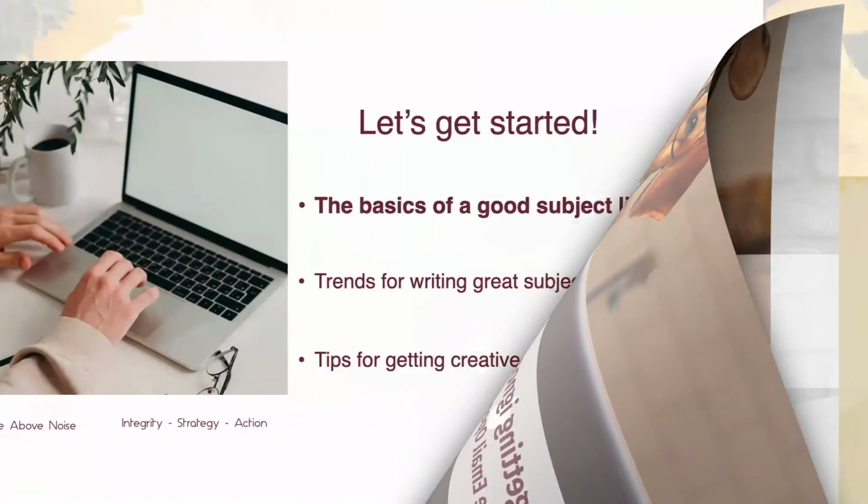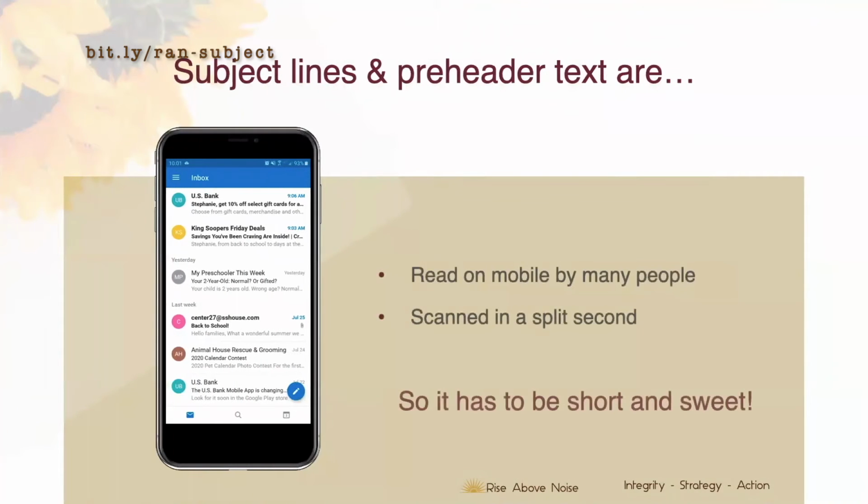The basics of a good subject line. The inbox is a busy place, and most people now are reading their emails on mobile. So that means your subject line and pre-header text need to be short and sweet. People are scanning. I'm scanning, you're probably scanning. We're scanning our inbox and we are making split-second decisions whether or not we're going to click and open. So you're going to need to get your point across and catch their attention right away.